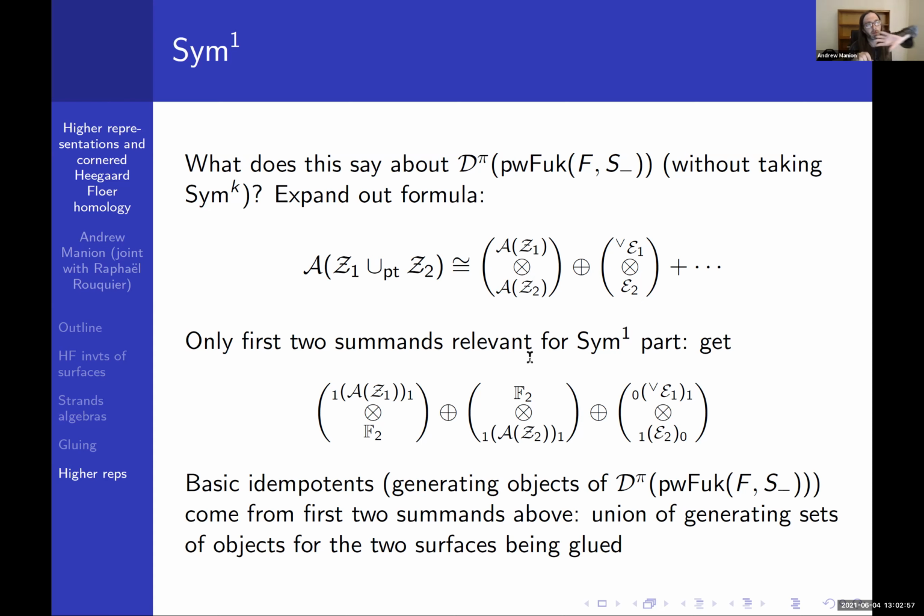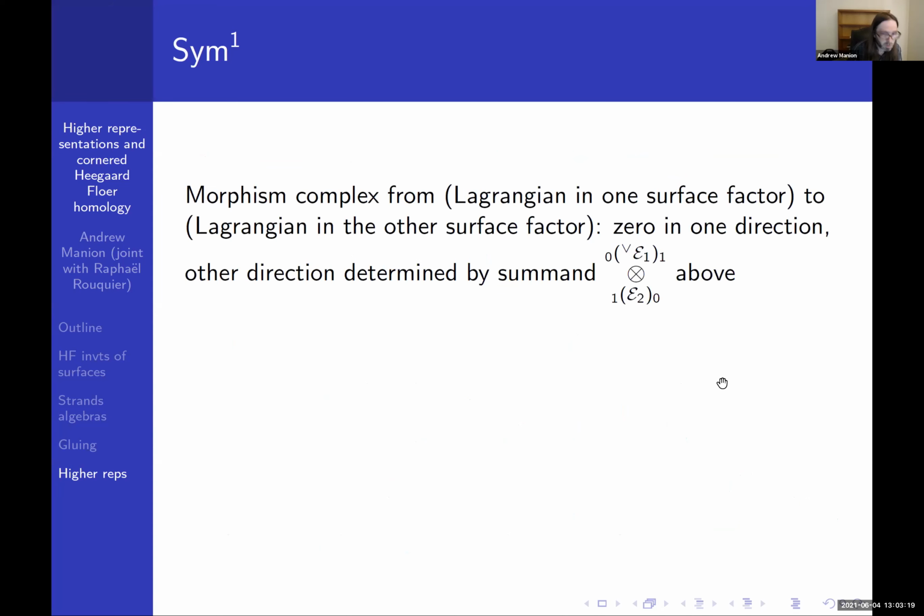It's like saying you have your Lagrangians on one side, these are your generating ones, and Lagrangians on the other side, those are your generating ones. And then my generating set for the glued surface is just the union of those. So no new things that cross or anything, just your Lagrangians on one side or the other. But now there can be morphisms from a Lagrangian on one side to a Lagrangian on the other side. And that's where this third piece comes in.